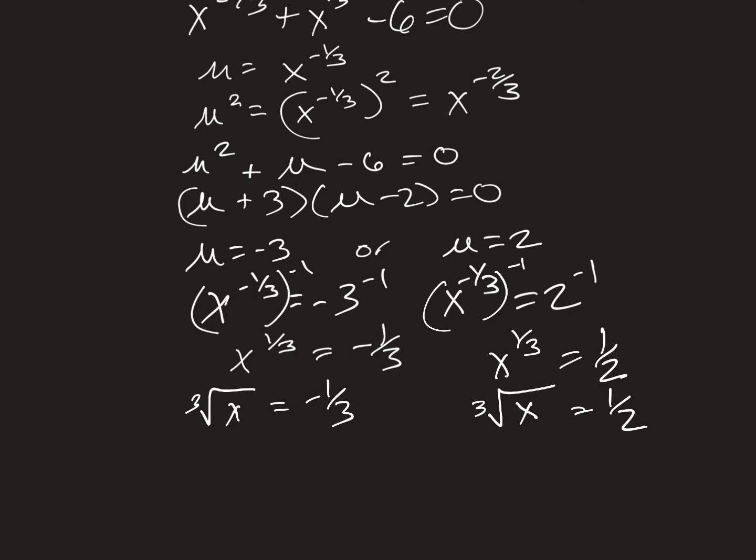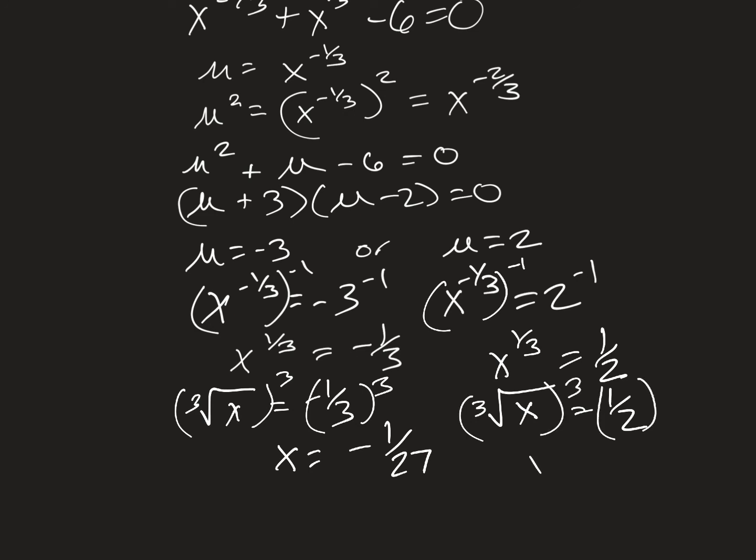Now, to solve for x, I'm just going to raise both sides to the third power. So I've got x equals negative 1 over 27. And in this other case, I've got x equals 1/8. And that's it there. Again, just be careful if it's an even root, that cannot produce a negative. I think on the hodgepodge we encountered that. So that's just something to be wary of. Okay, and so there you have it. Those are your topics.